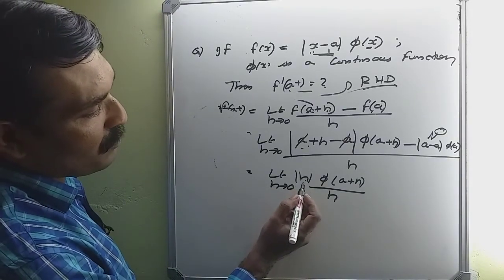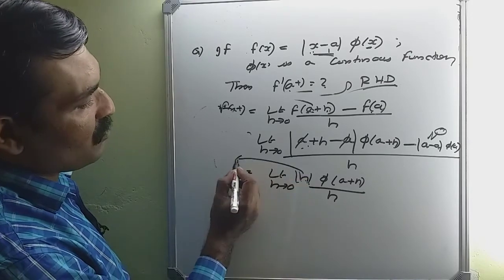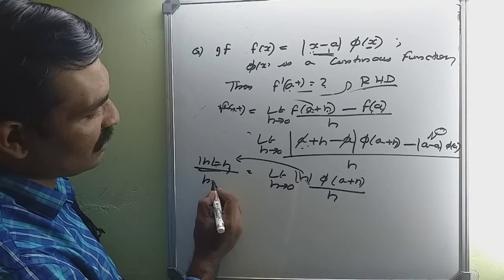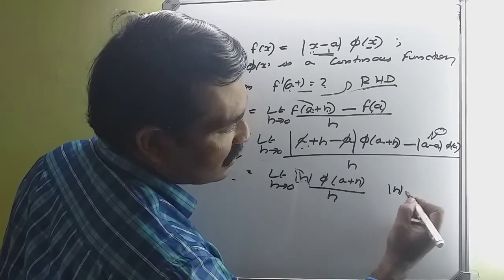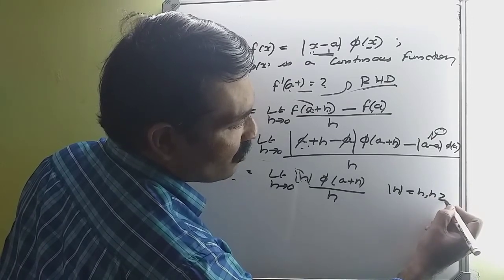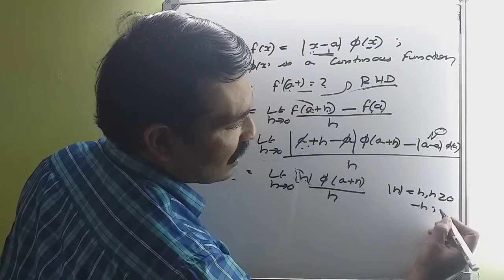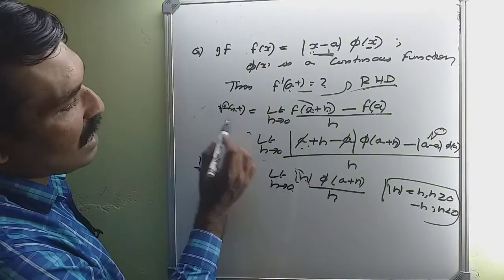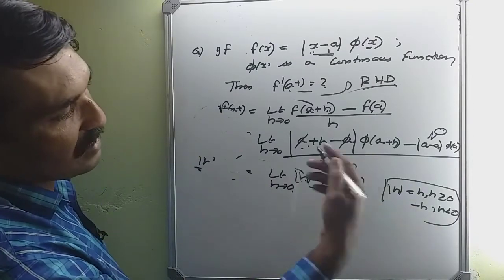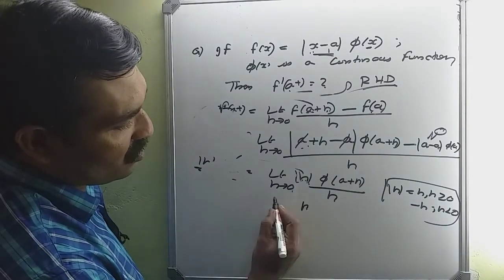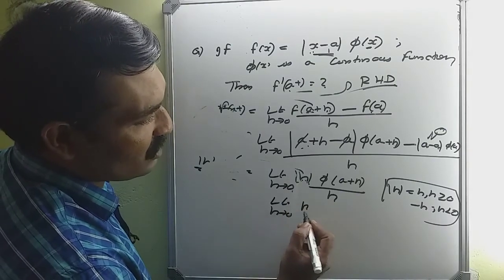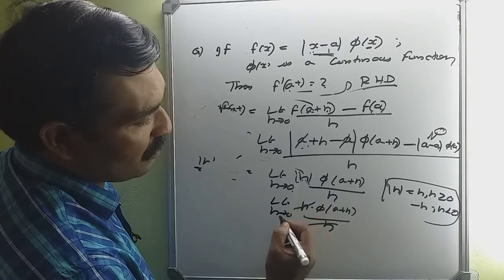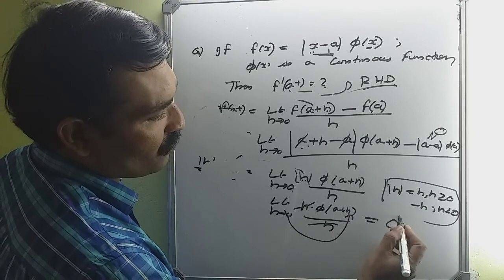So when approaching from the right hand side, for h tending towards 0 plus, mod h is equal to h for h greater than or equal to 0, and minus h for h less than 0. In this problem we are approaching from the right hand side of a, so mod h is equal to h. So limit h tends to 0, h into phi of a plus h by h. These two get cancelled and put h is equal to 0. So this is equal to phi of a.